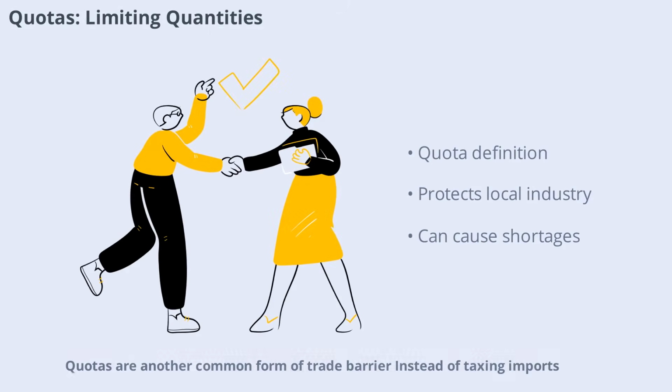Quotas are another common form of trade barrier. Instead of taxing imports, quotas set a physical limit on the amount of a particular product that can enter a country during a specific period. For example, a country might allow only a certain number of cars or tons of sugar to be imported each year. Quotas help protect domestic producers from foreign competition, but can also lead to shortages and higher prices for consumers.